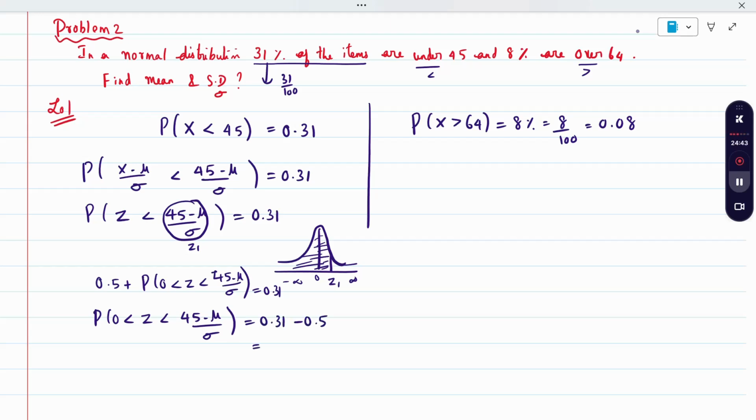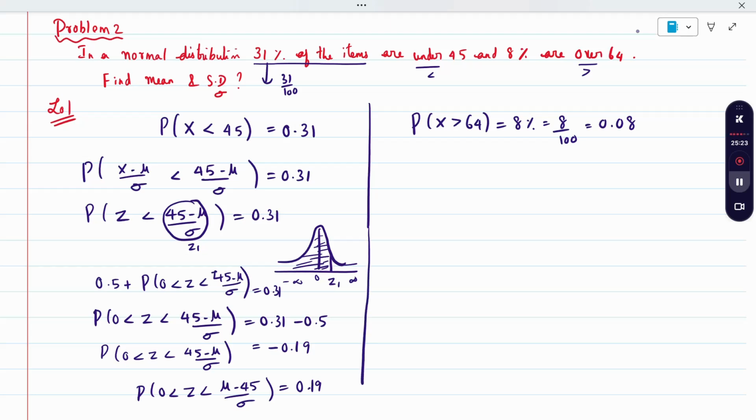So when I subtract it, 0.31 minus 0.5 gives 0.19. Minus 0.19, this minus symbol I no need. So how can I write, I have to change the variable inside and write. I will show you how we have to write. This is our question. So probability of 0 is less than Z is less than (mu minus 45) divided by sigma equal to this, minus symbol will go. So completed. Same thing we have to do for this case also.